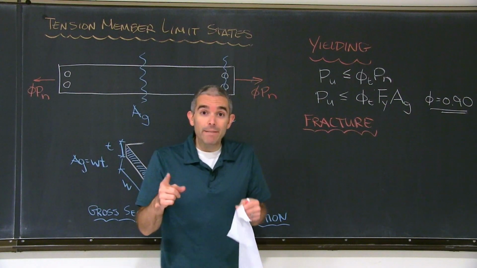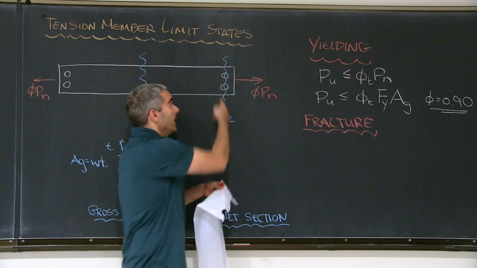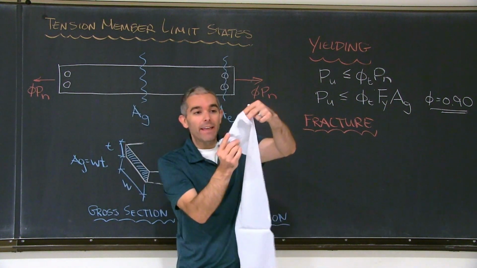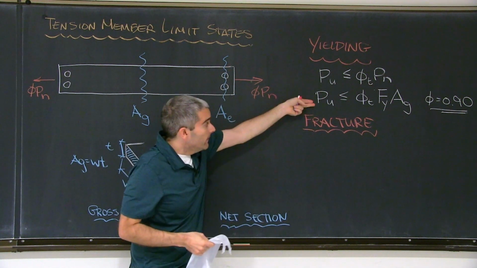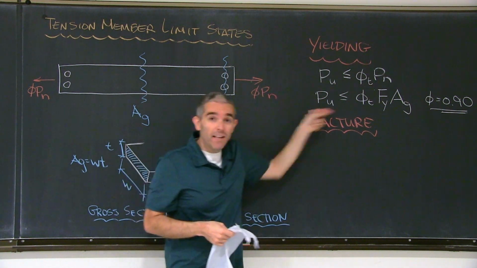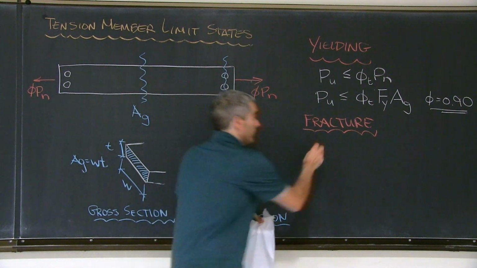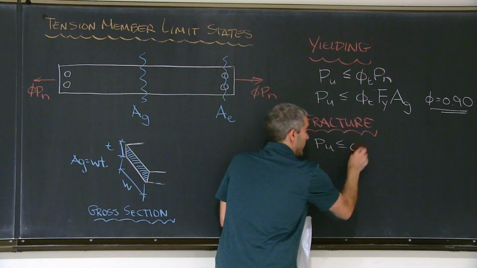Now for the fracture limit state, we saw that that had to do with what happens at the connection, and we just saw that failure happen. So when we come up with our limit state for fracture, we're going to follow the same basic formula. P sub u has to be less than phi Pn.